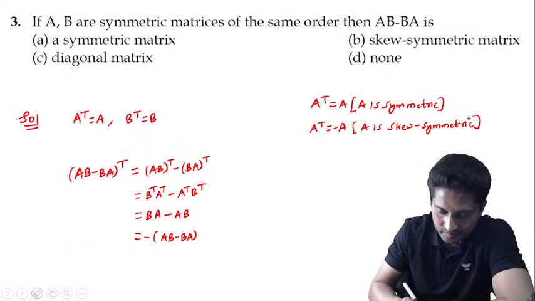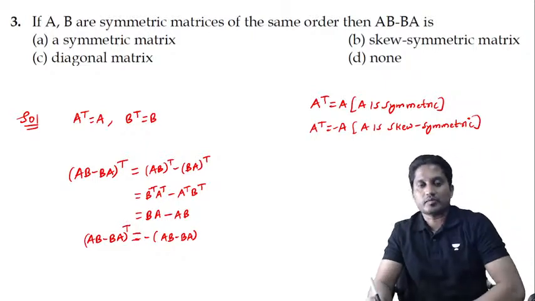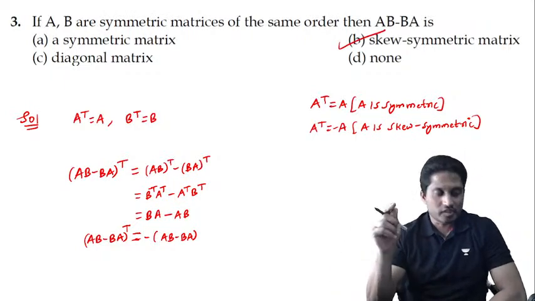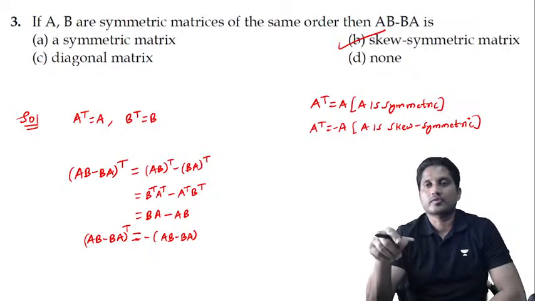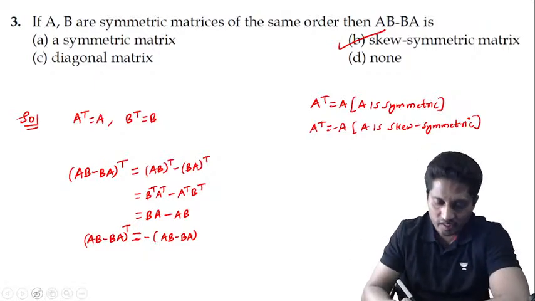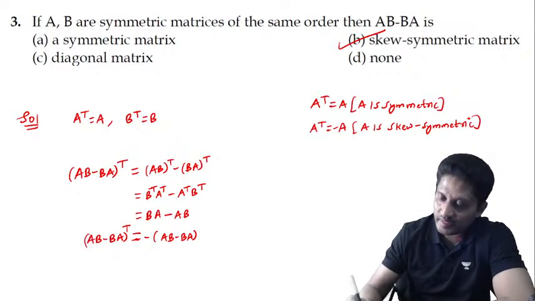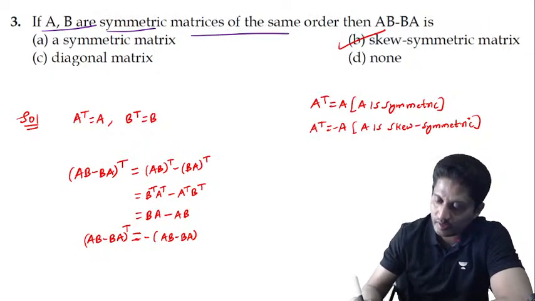So on the left side I have AB minus BA whole transpose, equal to the negative of its own transpose, so it should be skew symmetric. If it is equal to its own transpose, then it is symmetric. Equal to the negative of its own transpose, then it is skew symmetric. Actually, you can remember these results, guys. These two are standard results: if A and B are symmetric matrices of same order, AB plus BA is symmetric.